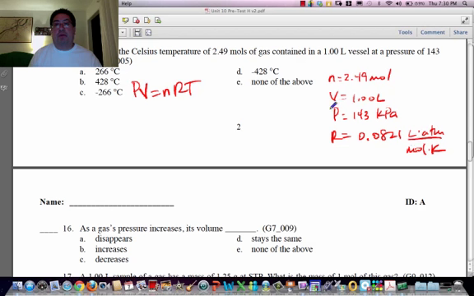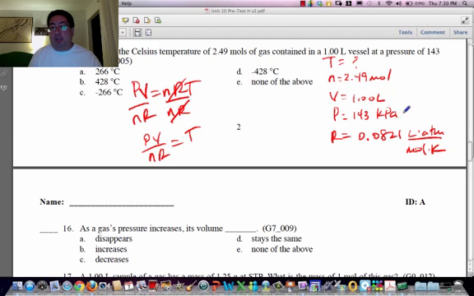And so we have everything except the temperature, so we're going to solve for T. If we just do a little algebra, divide both sides by nR, cancel, cancel, we get PV over nR equals T. First thing we have to do is convert our kPa into atmospheres, so we multiply times 1 atm over 101.3 kPa. That gets us in atmospheres. Everything else is good to go.